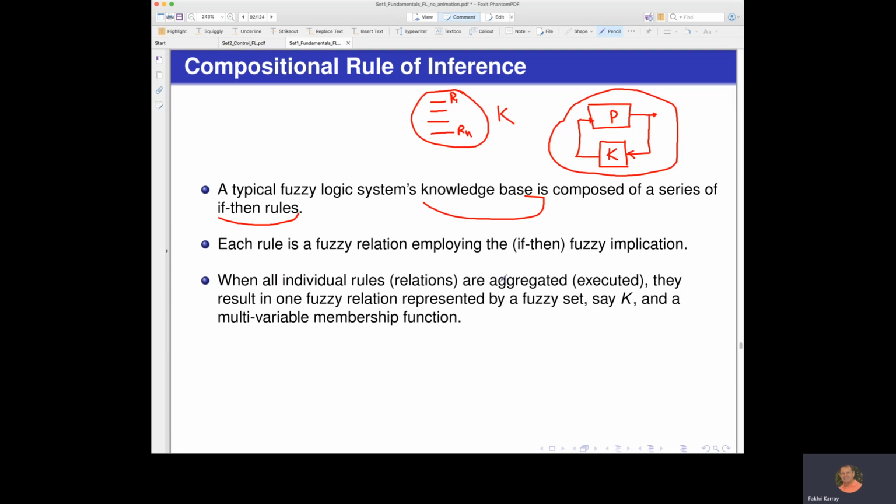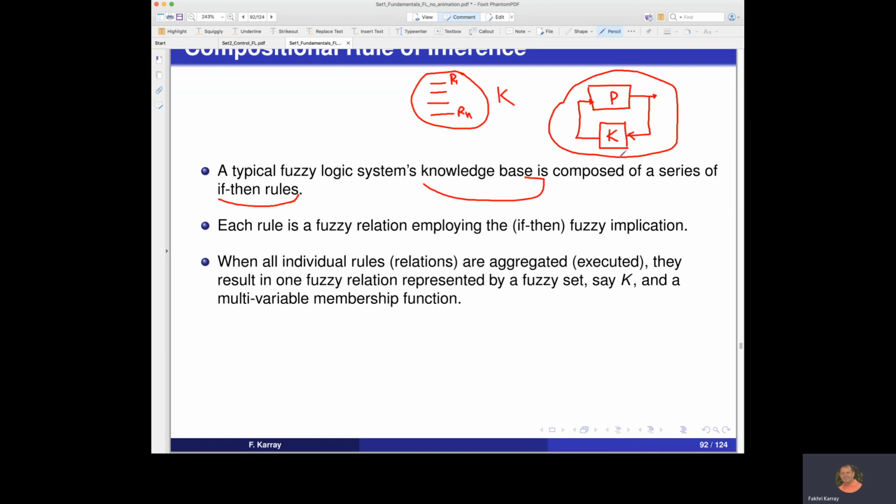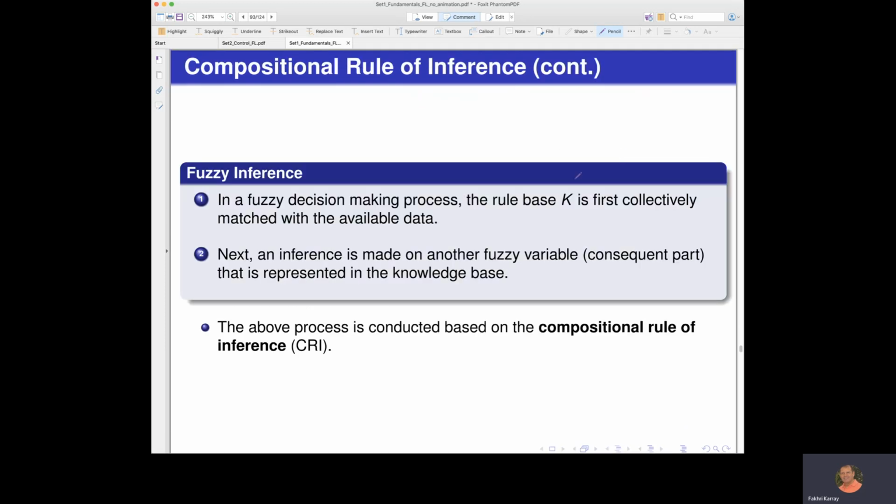When all individual rule relations are aggregated and executed, they result in one fuzzy relation represented by a fuzzy set, say K, and multivariable membership functions. So this particular engine K, when we are executing it, basically all the rules are going to be executed at the same time. But there is an overall relation that is going to be a compounded, aggregate type of relation that is going to be representative of this particular knowledge engine.